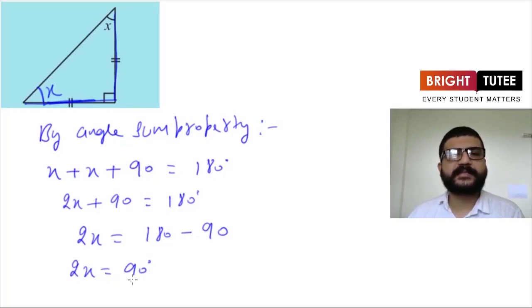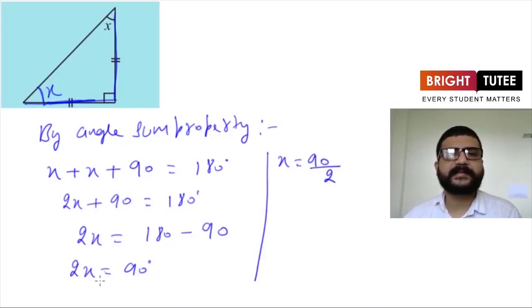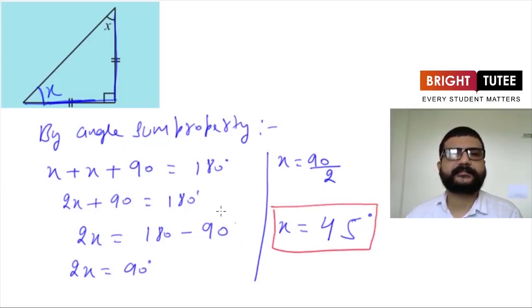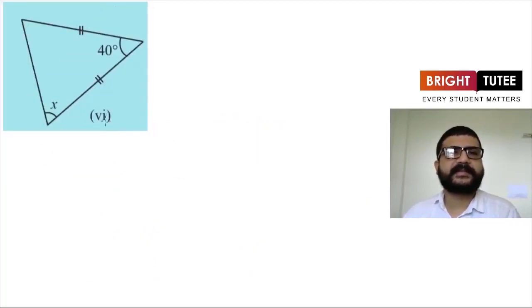Now let's transpose this 2 on the right side of the equation. So this gives us x is equal to 90 divided by 2. Here 2 was multiplied with x, so after transposing it will come in division. Now what is 90 divided by 2? It is 45. So the final value of x we are getting is 45 degrees. So our final answer will be 45 degrees. Now let's see the next question. Here is the next question.